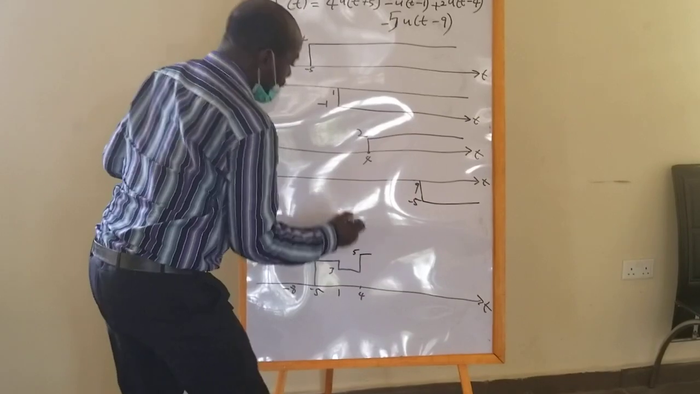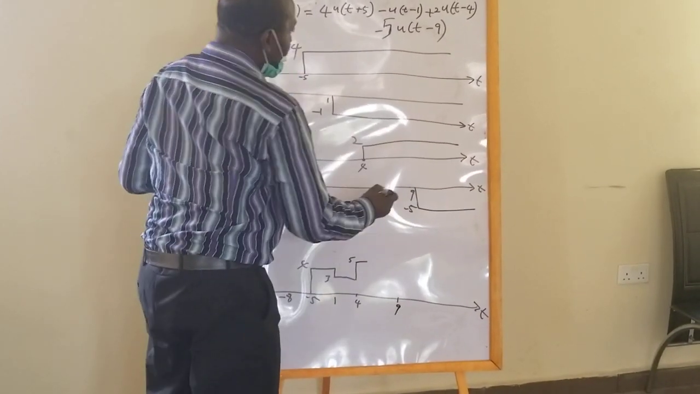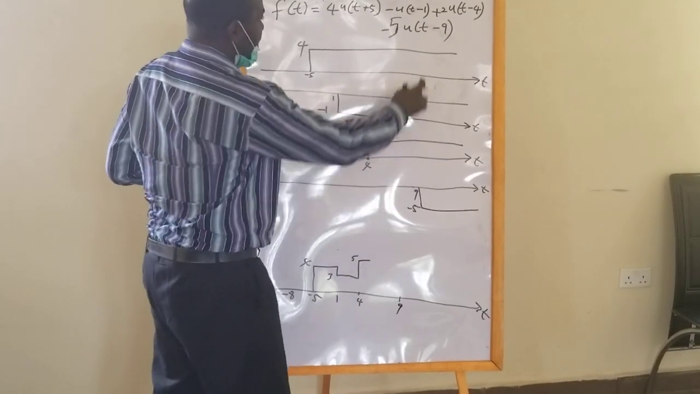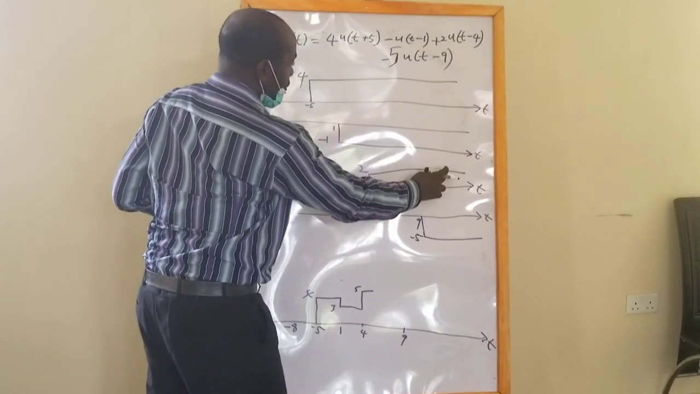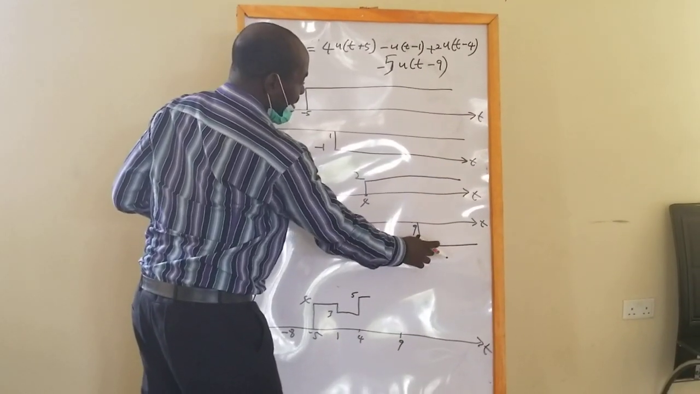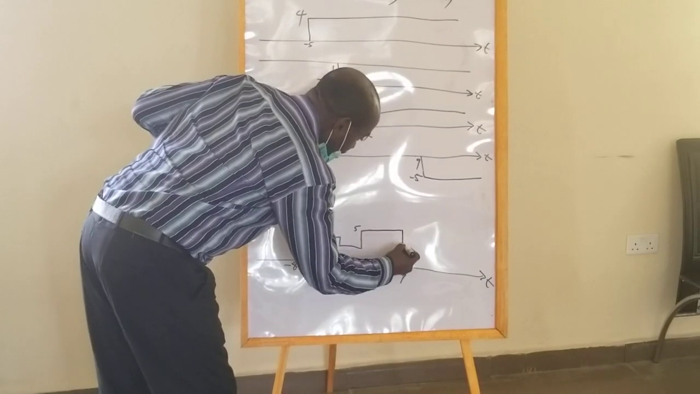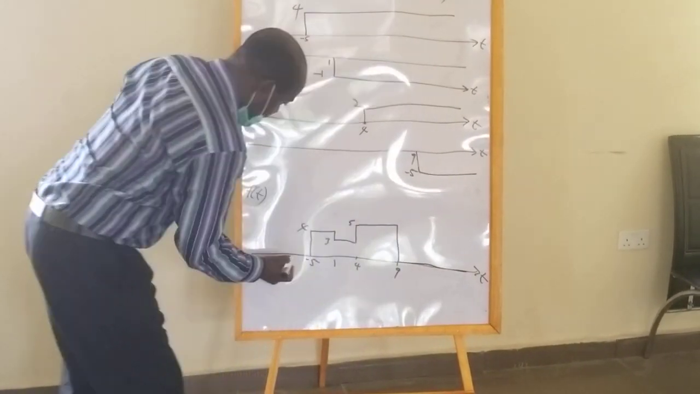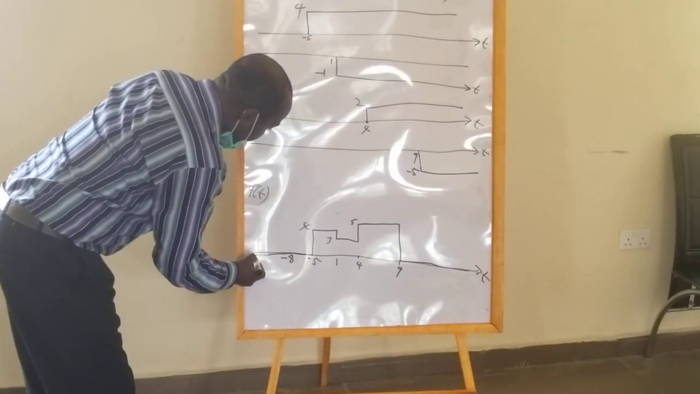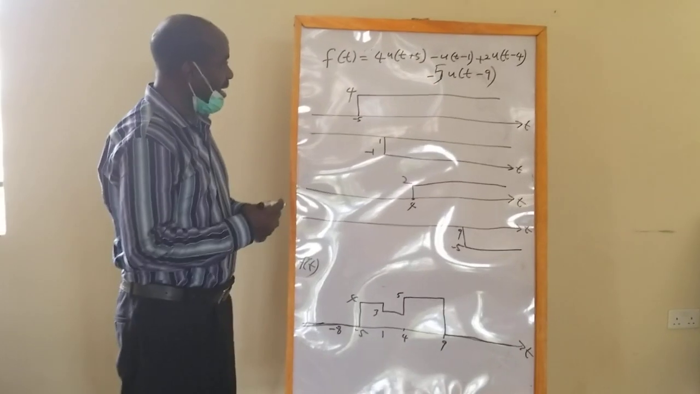And then that will continue up to where? Up to 9. By the time we get to 9, when you add, this guy is bringing plus 4, minus 1, making it 3, plus 2, making it 5. This guy is bringing minus 5, making it 0. So at 9, it will come down to 0, and that 0 will continue this way. 0 will also be here. This is our f of t.